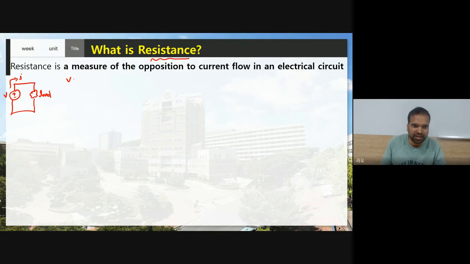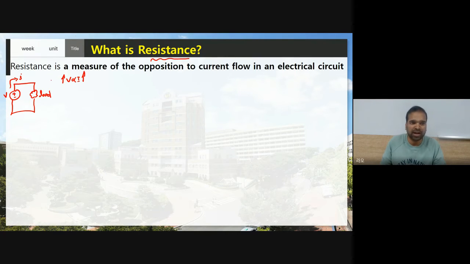Because of this voltage source, some current is flowing in the circuit. Now we have derived that voltage is directly proportional to current. In any circuit, if the voltage is equal to 0, then the current will be 0 in that particular circuit. If you increase the voltage, the current is also increasing. Clear? These are the things we have discussed in our previous classes, right?